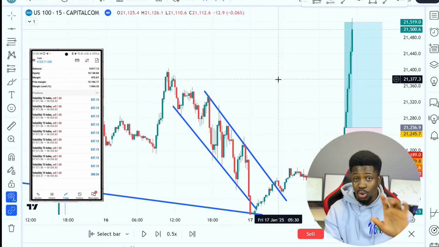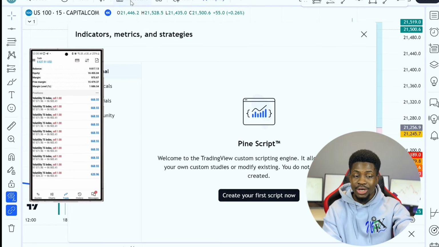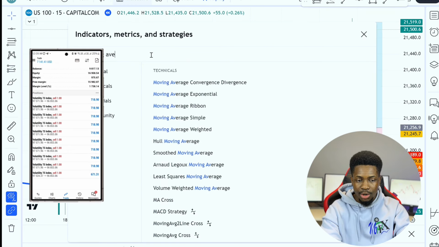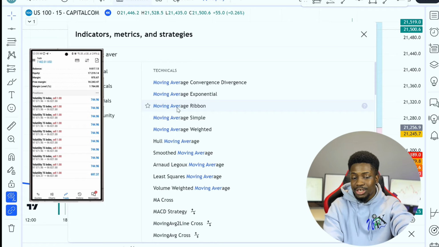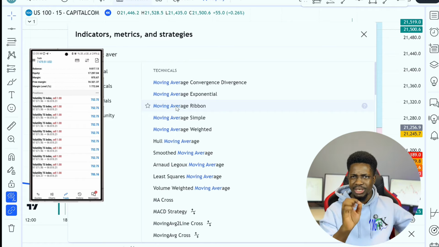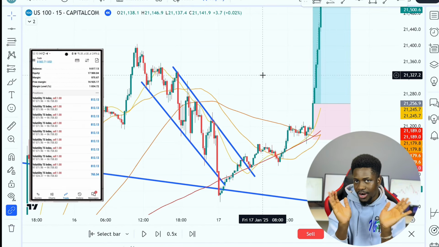All you just need to do is to go on your TradingView, hit your indicators, and then under your search, you search for what we call a moving average, right? You just search for a moving average, and then you should see a moving average ribbon. We used this also on our last video in case you missed that. Now look at it. It's actually very, very easy.